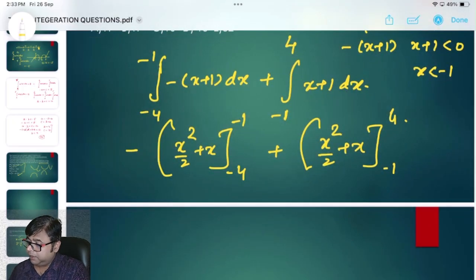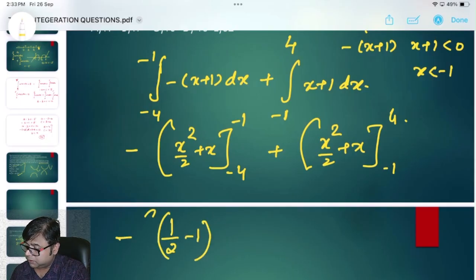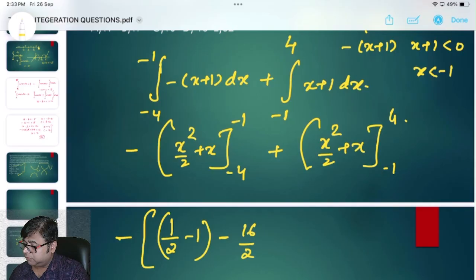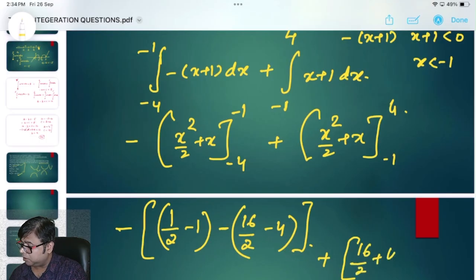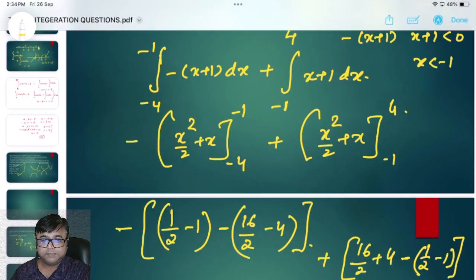So first I'll put the upper limit, it is minus 1. Minus 1 square is 1. 1 by 2 minus 1. Minus is outside. And then I'll put minus 4. 16 by 2 minus 4. This is what I've got finally. Plus, again, I'll put 16 by 2 plus 4 minus 1 by 2 minus 1. This is what I've got eventually.